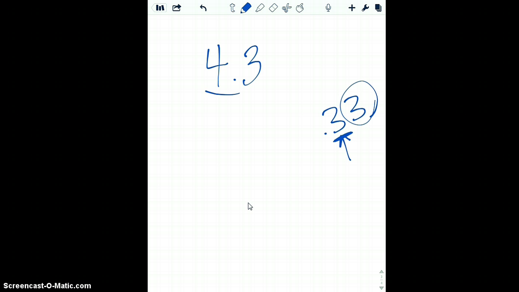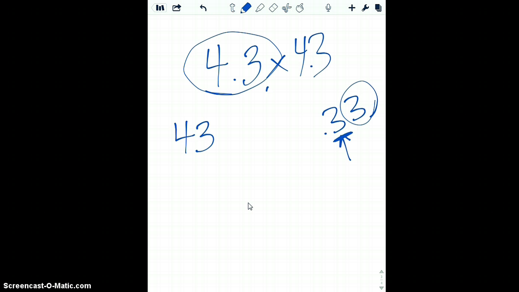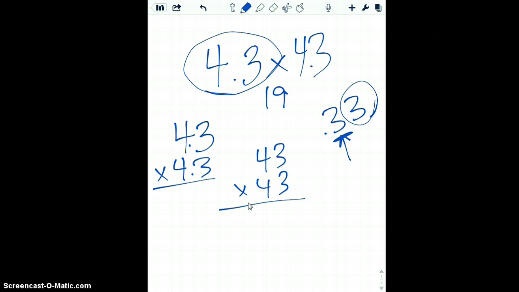So now I'm going to check this 4.3, see how close I am to 19. So I'm going to say, is 4.3 times 4.3 close to 19? How close can I get? So I'm going to take 4.3 times 4.3, which is really just doing 43 times 43. So again, go ahead and pause the video, do this multiplication, because I'm going to start.